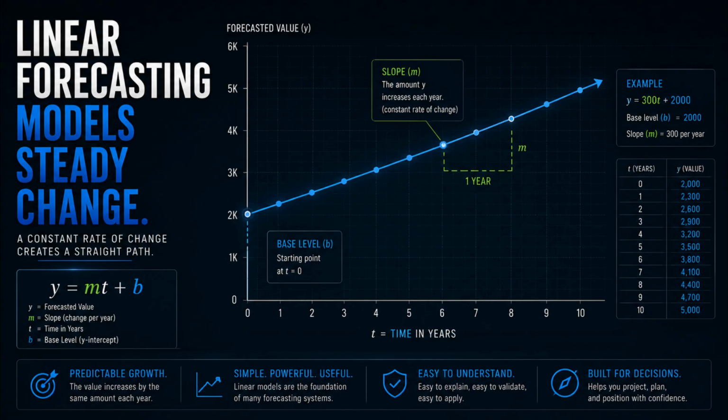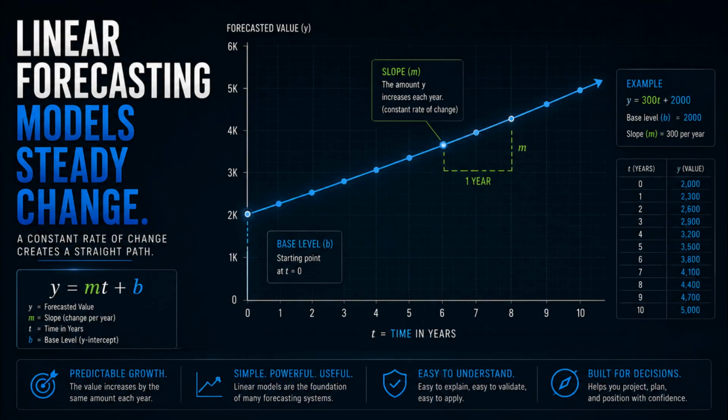The next basic tool is linear forecasting. Linear forecasting assumes that a variable changes by a steady amount over time. The basic structure is the equation of a line: y equals mt, because we're using t instead of x, plus b. So it follows that form, y equals mx plus b, except that x is t representing time. In this formula, y is the forecasted variable, t is time, usually measured in years, b is the starting value or base level, and m is the slope or the amount of change per year.